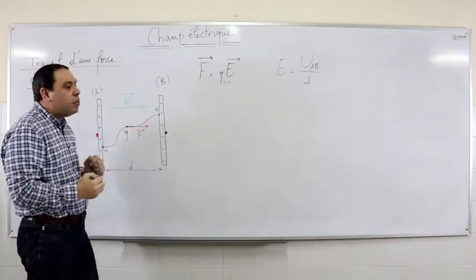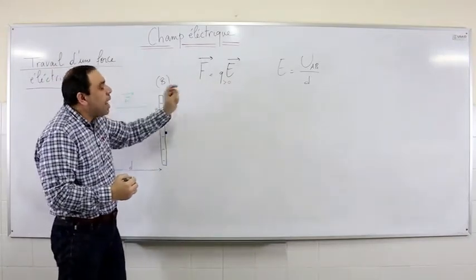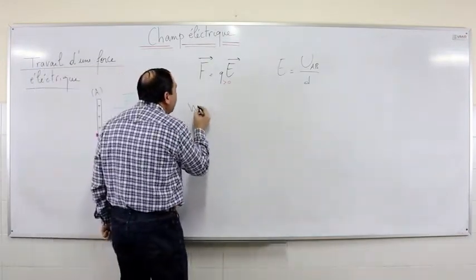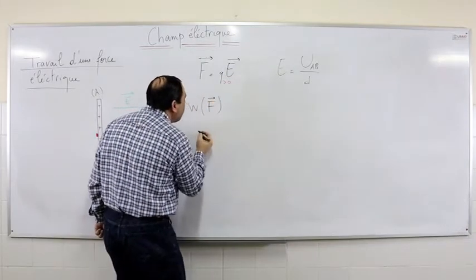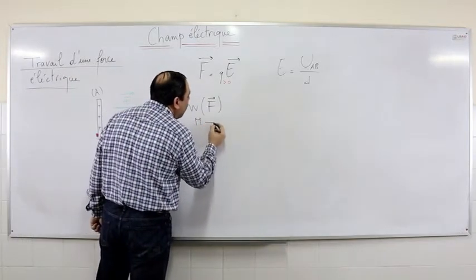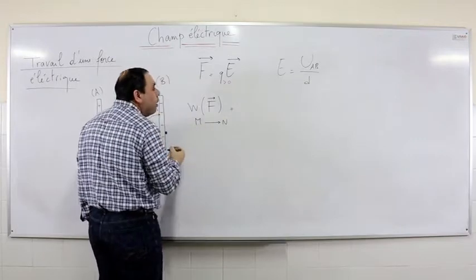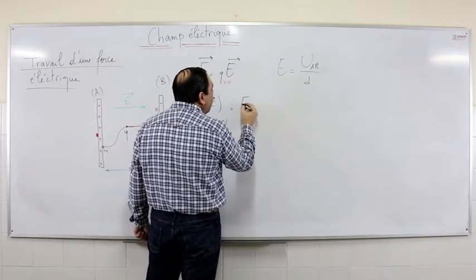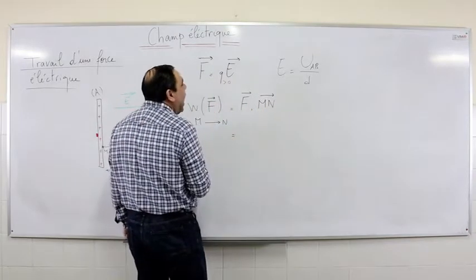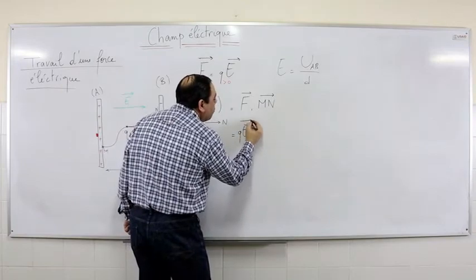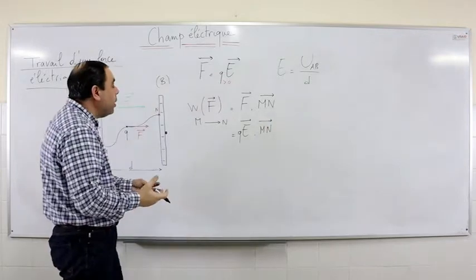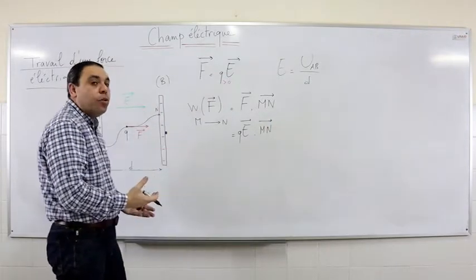The vector E is constant. Q is constant. As a result, F is a constant force. The work of F, which is a constant force, when Q moves from M to N, is given by F dot MN, scalar product of F and MN. F is equal to QE dot MN. Let's now determine the expression of the work done by F.